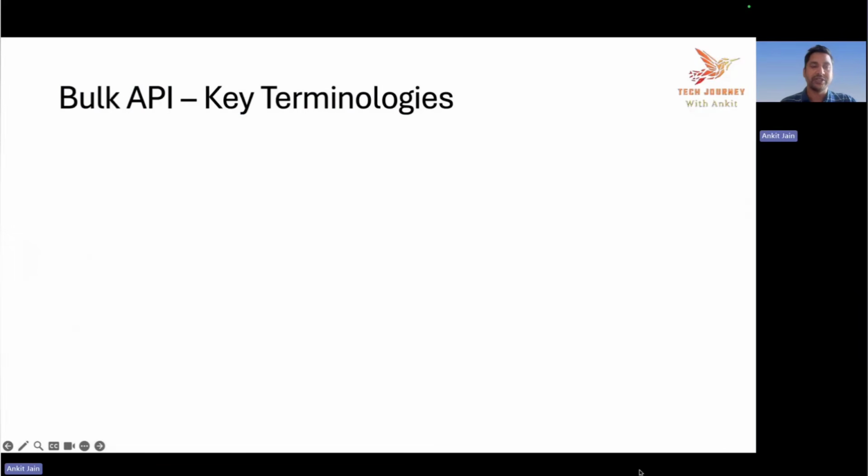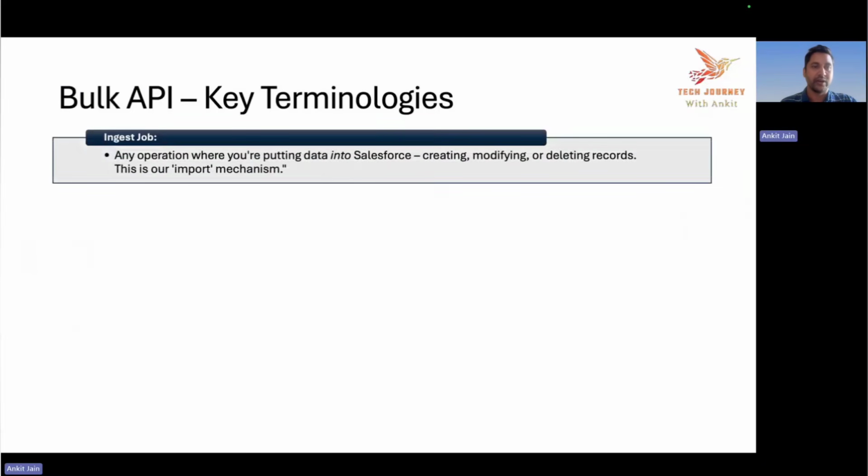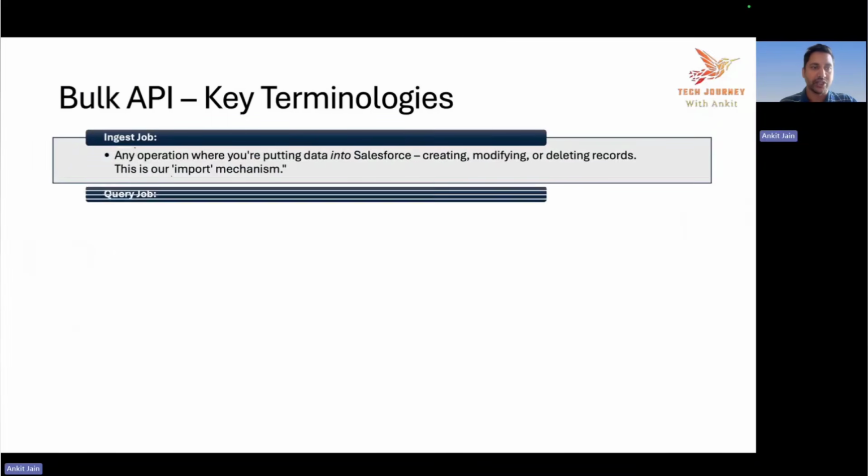Now, there are a few key terminologies that I want you to be aware of before we move to our next videos related to Bulk API. A few of the terminologies I might have already discussed and a few of them might be new. So let's go over this one by one. The first one here is the ingest job. So what does it mean? Any operation where you are putting data into Salesforce is referred to as job ingestion in Bulk API. Whether you are creating, modifying, or deleting records, it is referred to as an ingestion job. Another term that you can use for the ingestion job is import.